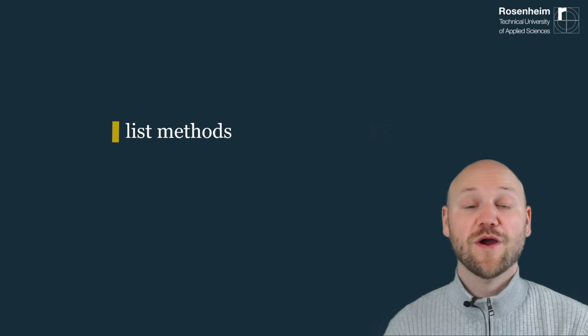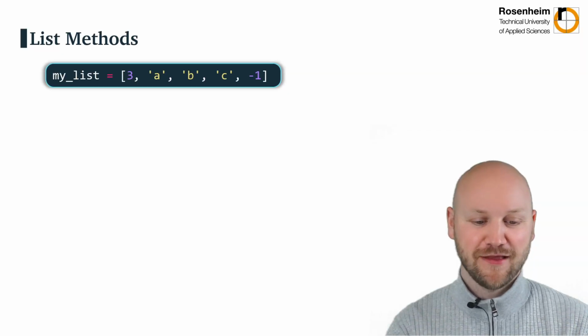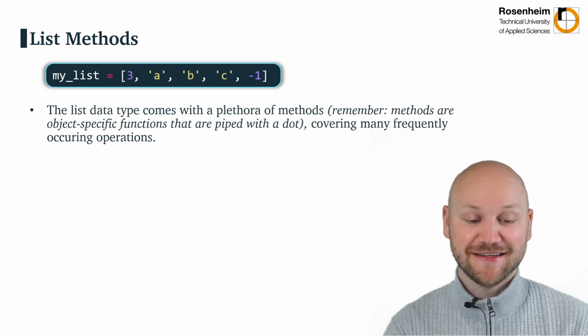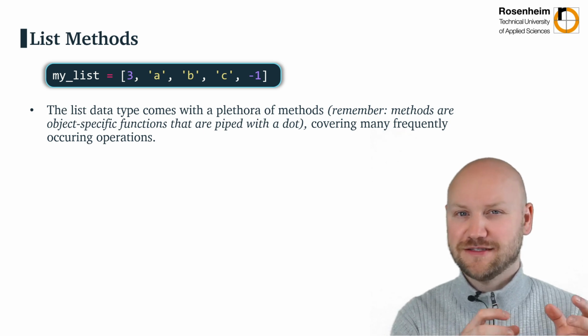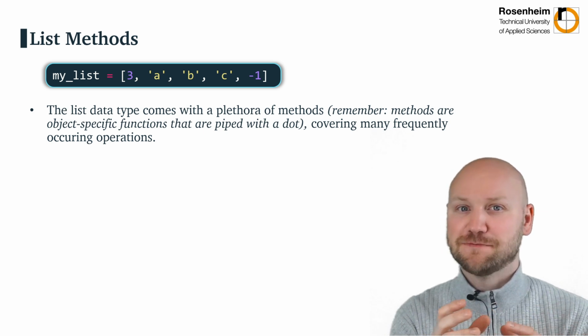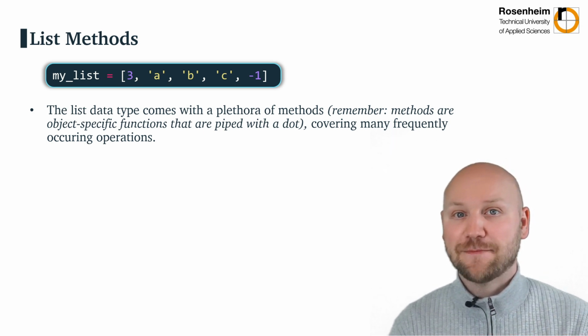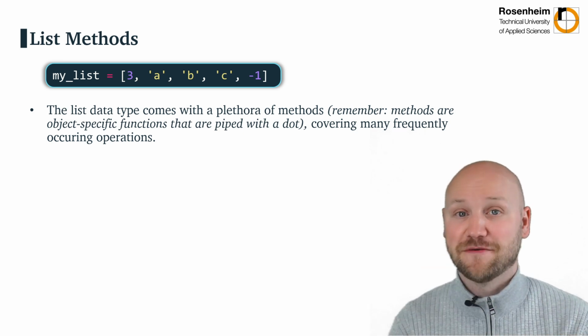Welcome to this video where we are going to have a look at list methods. We are starting by defining a list as we learned in the last videos, and the list data type comes with many different methods. These methods are functions that are object specific. When we say list methods, these are piped with a dot. So we have our list object, then the dot, and then the name of the method.